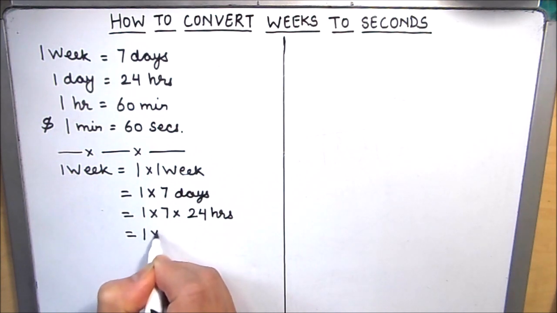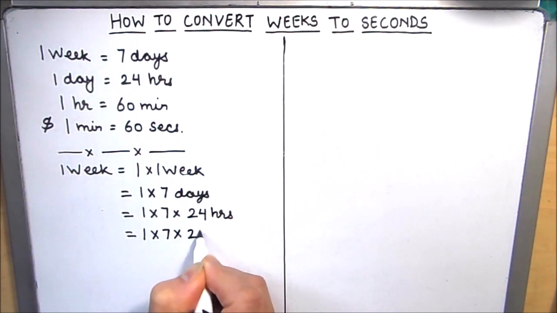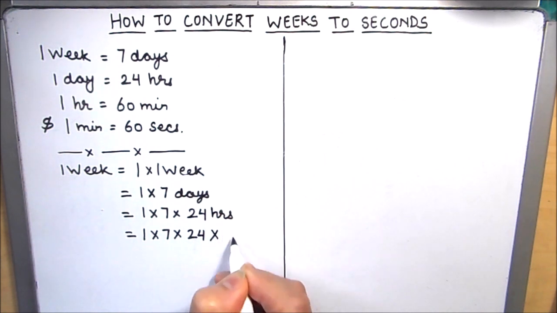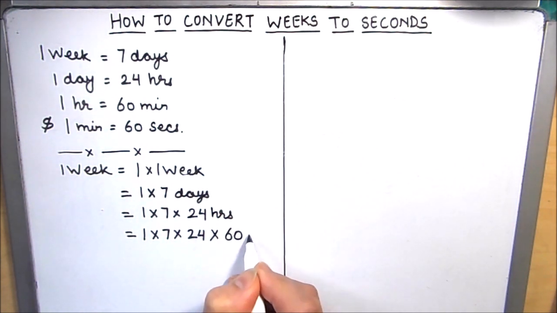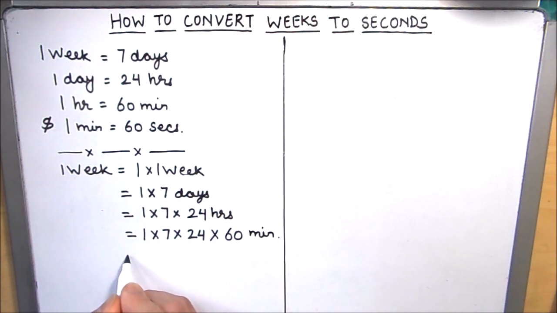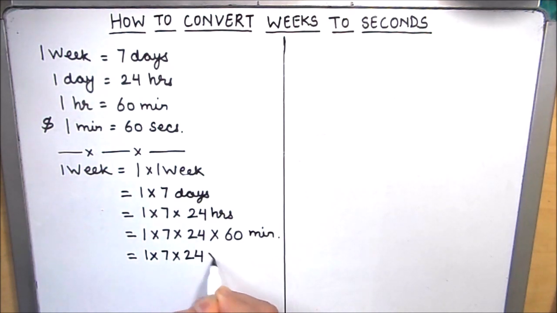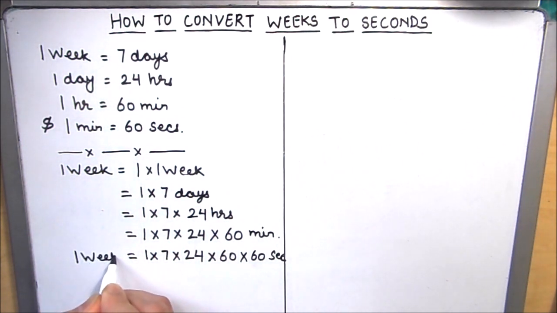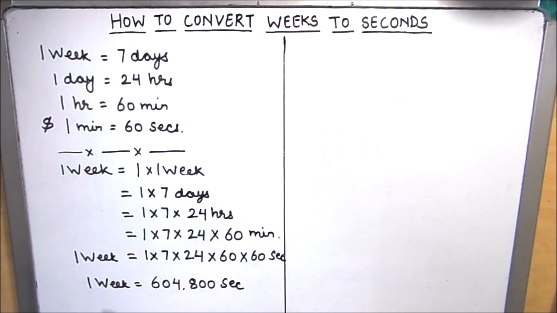As 1 day is 24 hours, we are going to write days into hours and hours into minutes. So 1 times 7 times 24 hours, and 1 hour is 60 minutes, and then we are going to replace minutes by seconds. So 1 times 7 times 24 times 60 times 60 seconds. So this is equal to 1 week. So 1 week comes out to be 6,04,800 seconds. So this many seconds are there in a week.